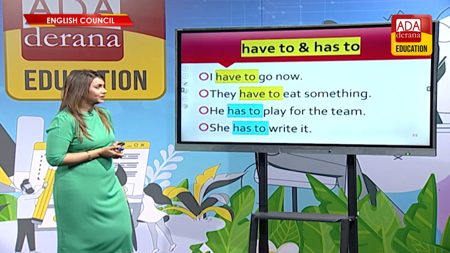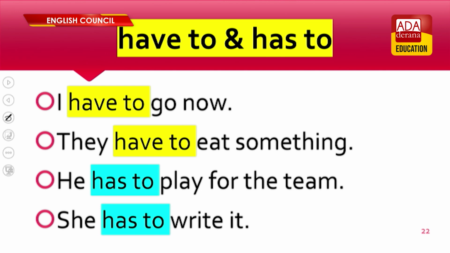Look at the screen. Look at these four sentences. I have to go now. They have to eat something. He has to play for the team. She has to write it.